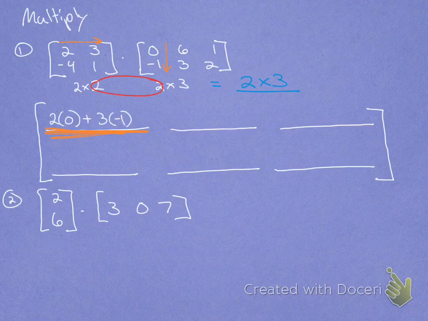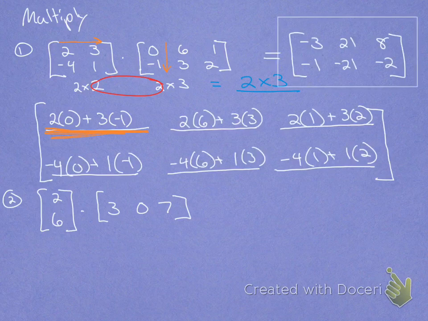I did want to show this before I went too far. 2 times 0, and then you move to the right and move down at the same time. 3 times -1, and then it's always plus in the middle. I wanted to remind you it's always plus in the middle. Now go ahead and pause the video and see how many you can do. Okay, continuing that pattern the whole way through.